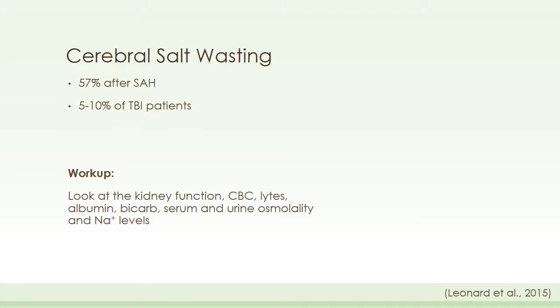The workup includes looking at the kidney function, CBC and electrolytes, and checking the urine osmolality and sodium levels. Treatment differs from SIADH. We need to restore the intravascular volume because they are hypovolemic. Salt tabs and isotonic saline might be ordered, possibly 3% if it's really severe.